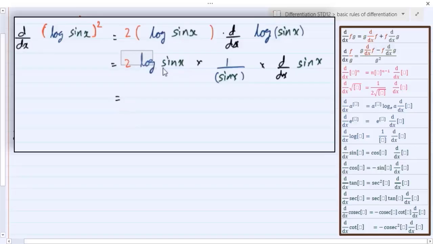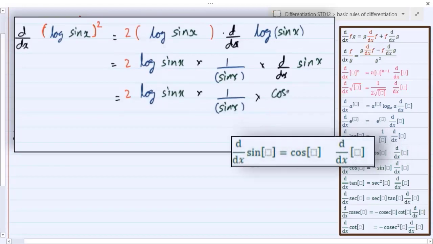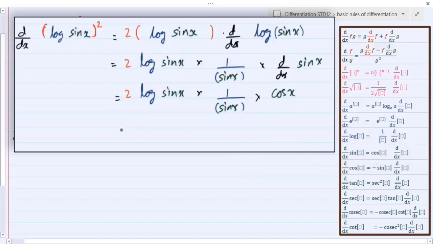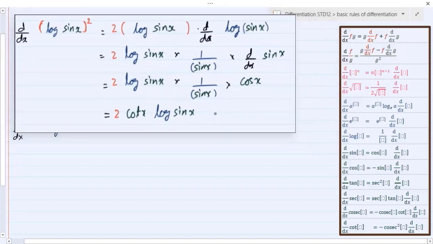So now 2 log sin x upon sin x will be as it is. We don't have to worry about it. We just have to differentiate sin x, which is cos x. If we simplify this, we can say cos x upon sin x is cot x. So 2 cot x into log sin x is your final answer. Ta-da!